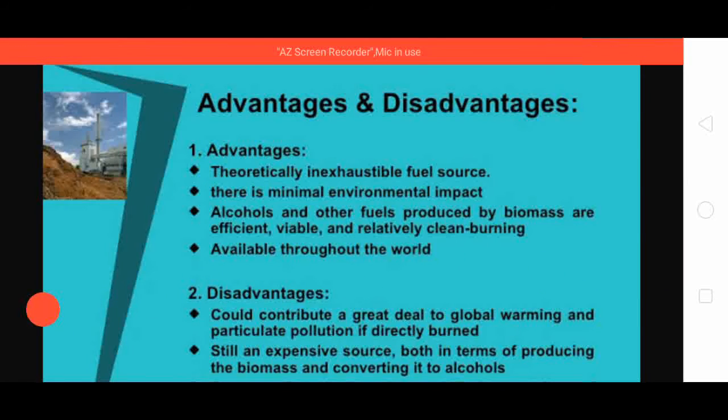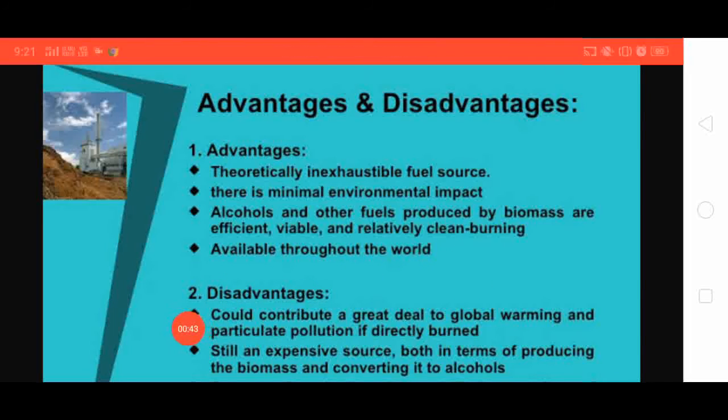And let's talk about now advantages and disadvantages of biomass. There are advantages as well as disadvantages of biomass. In the advantages, it is a theoretically inexhaustible fuel source. And there is minimal environmental impact due to this biomass. And alcohols and other fuels produced by biomass are efficient. They are viable and relatively clean burning. And it's available throughout the world.